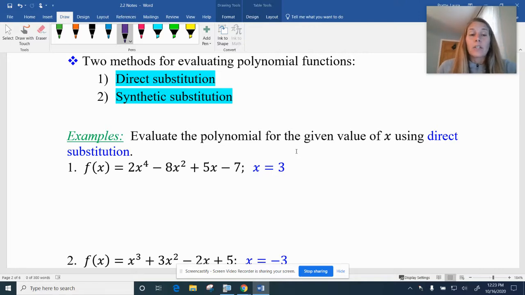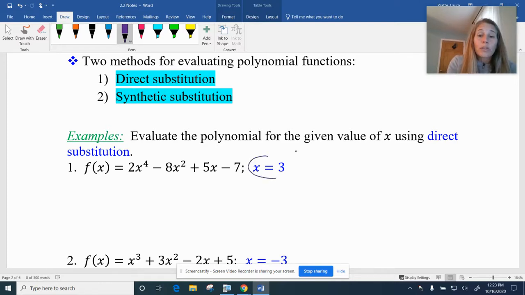The second advantage is in a couple sections we will get into polynomial division, and synthetic substitution is really like you're half of the way there with the division. It's a very similar process. So you get used to using it with the substitution. When we get to division, it'll make it that much easier. So first, we're just going to review the direct substitution.